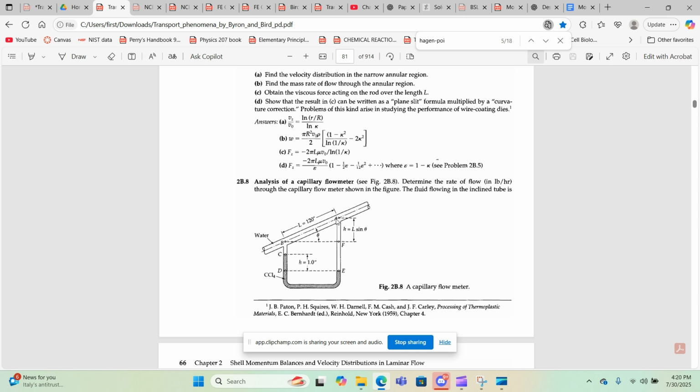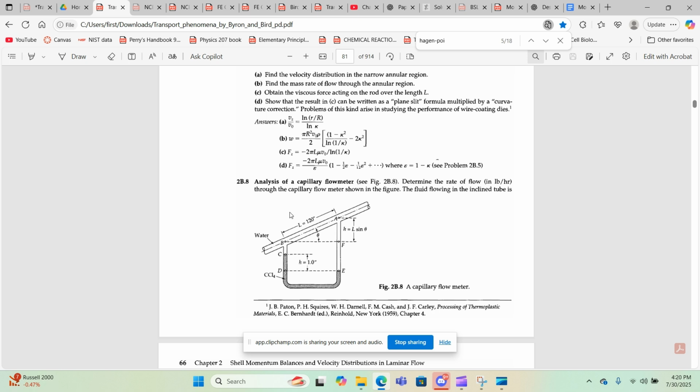And P0 is going to be greater than PL. So the fluid is going to flow in this direction because, well, you'll see later. A way we can do this equation is we can see that the pressure at D and the pressure at E are equal because they have an equal amount of the same fluid below them, which is CCl4.